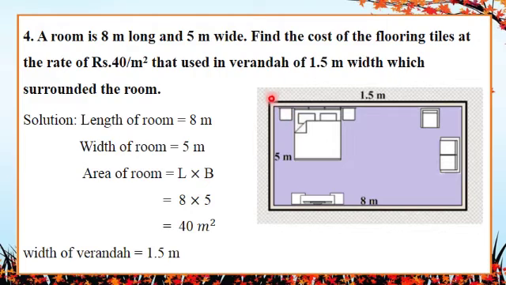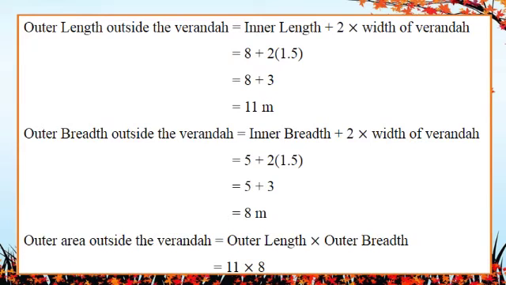Now calculate the area with the veranda, and we are observing that the width is 1.5 meter. So we will add 1.5 meter to find the outer length and breadth 2 times. Now the outer length outside the veranda is equal to inner length plus 2 times the width of veranda. Inner length is given to us, that is 8 plus 2 into 1.5. After the multiplication I will have 3, and 8 plus 3 is equal to 11 meter.